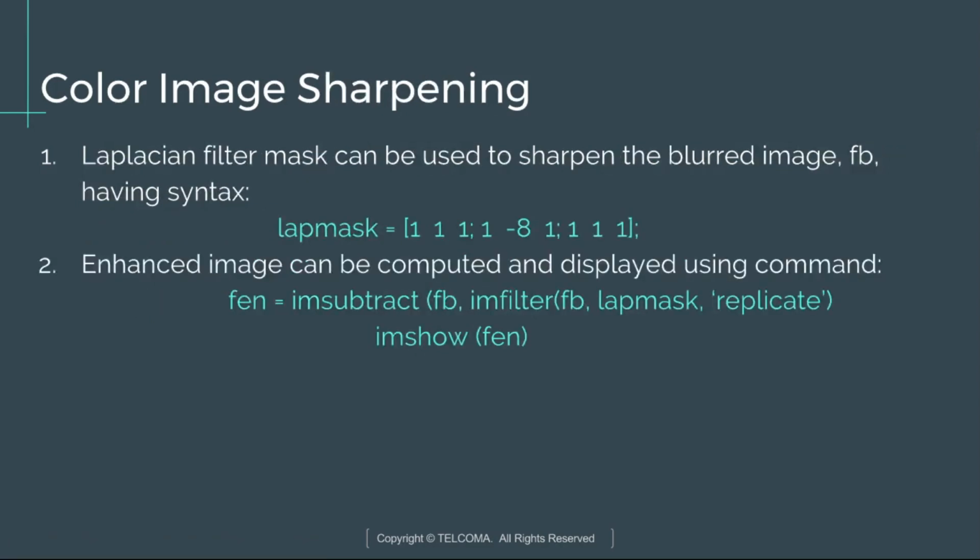Next is color image sharpening. Sharpening an RGB color image with the linear spatial filter follows the same procedure as smoothing, but using a sharpening filter instead. So Laplacian filter mask can be used to sharpen the blurred image fb, having syntax lapmask equals [1 1 1; 1 -8 1; 1 1 1].